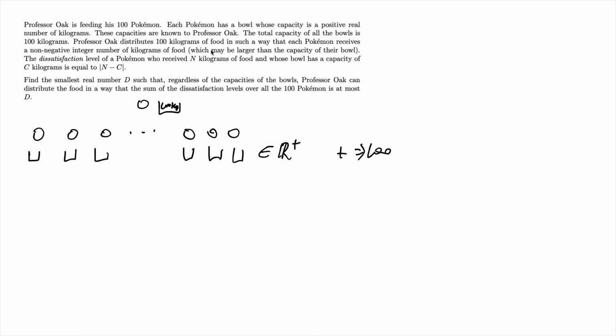So let's say everyone has a capacity of 1. That's our first case. The first one will be C sub 1, then C sub 2, 3, and so on, C sub 97, 98, 99, and C sub 100, and they're all equal to, let's say, 1.